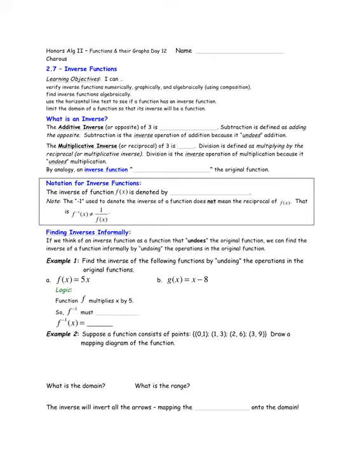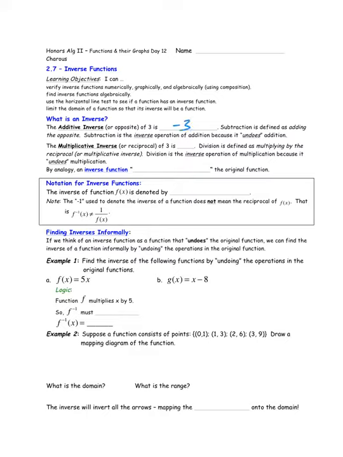This video is going to cover example 1 from the 2.7 notes about inverse functions. So initially we need to talk about what an inverse is. You've already learned about inverses for arithmetic operations. For example, the additive inverse, or for addition it's called the opposite, of 3 is -3.